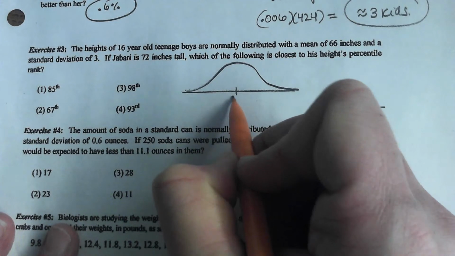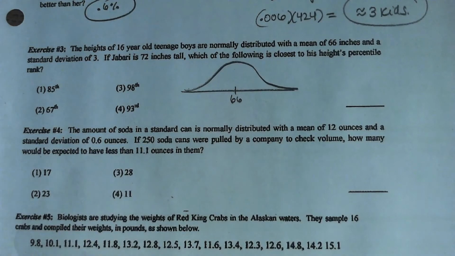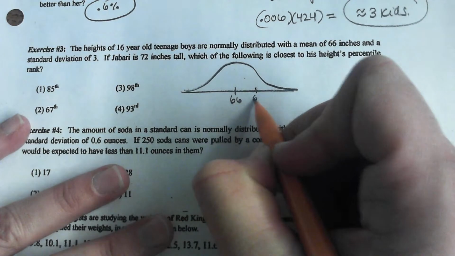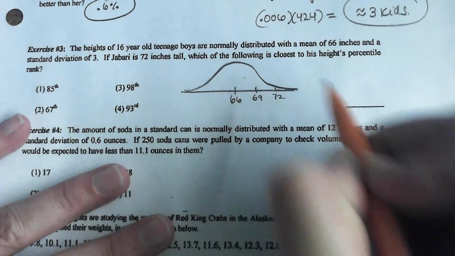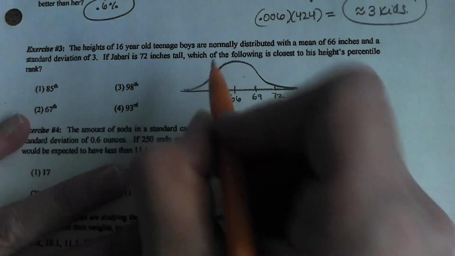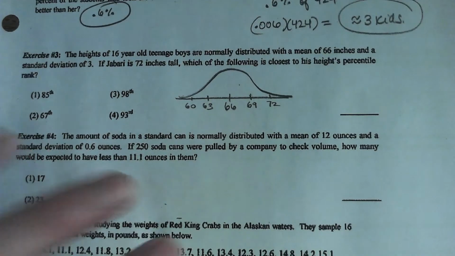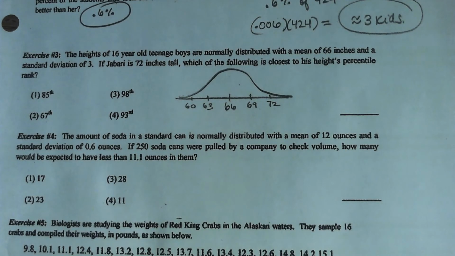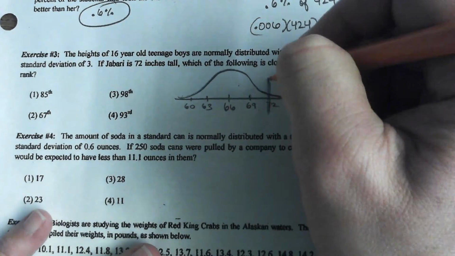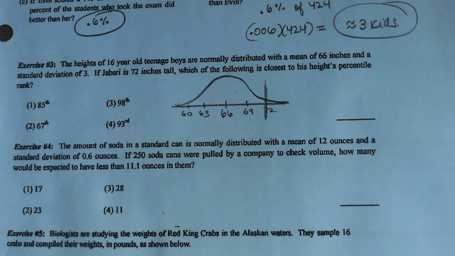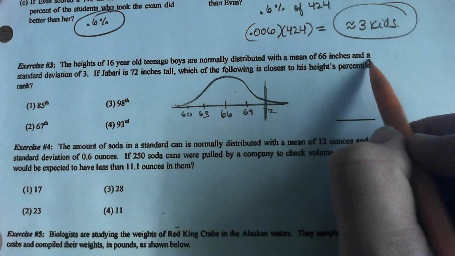So the mean is 66, and the standard deviation is 3. So I'm going to label a 69 and a 72 to go 2 standard deviations above, and a 63 and a 60 to go 2 standard deviations below. If Jabari is 72 inches tall, he's right there at that second standard deviation. Which of the following is closest to his height's percentile rank?